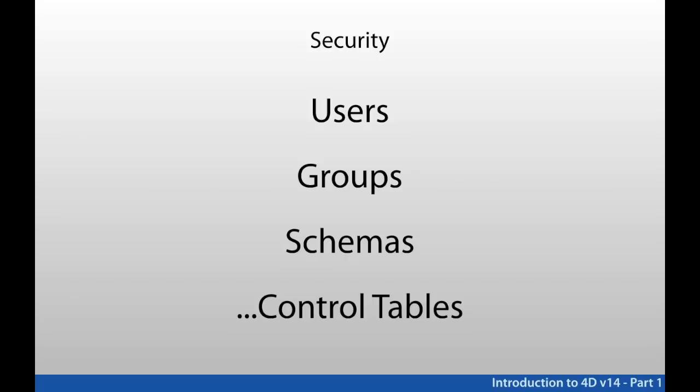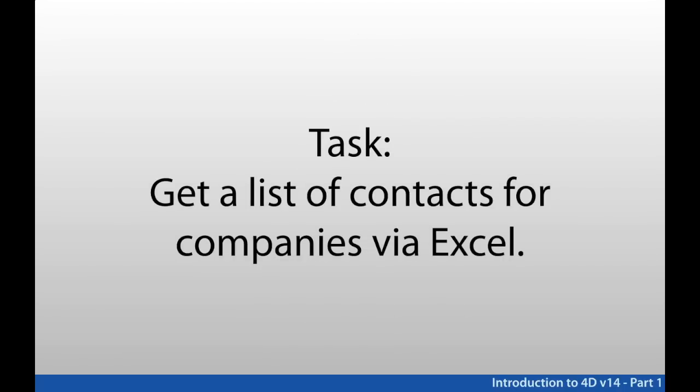The question is, is that enough? It's kind of a rhetorical question. Of course, that's not enough. For true external access, if the only thing I can control is tables, it's not really going to cover everything I need. Let's look at why that's the case. I'm going to answer this question by looking at a task: I want to provide a list of contacts for companies to a user who is using Excel.